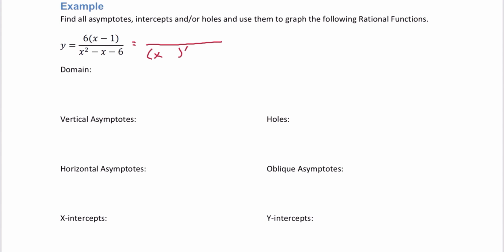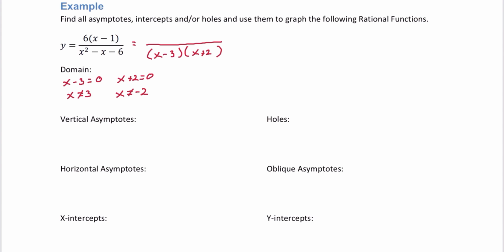So two numbers that multiply to -6 and add to -1 are -3 and 2. Set each of those factors equal to 0. And we get x is equal to 3 and x is equal to -2. And we'll actually say not equal to since these are domain restrictions.